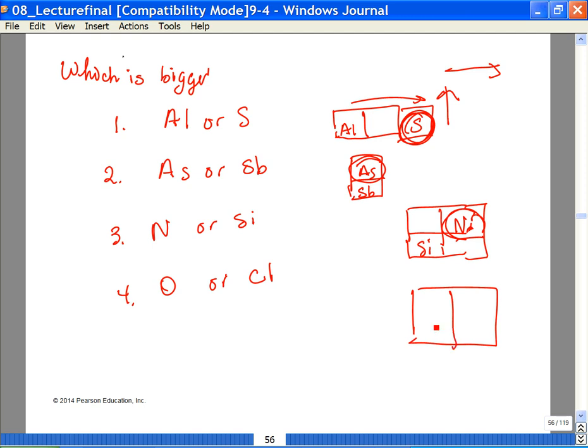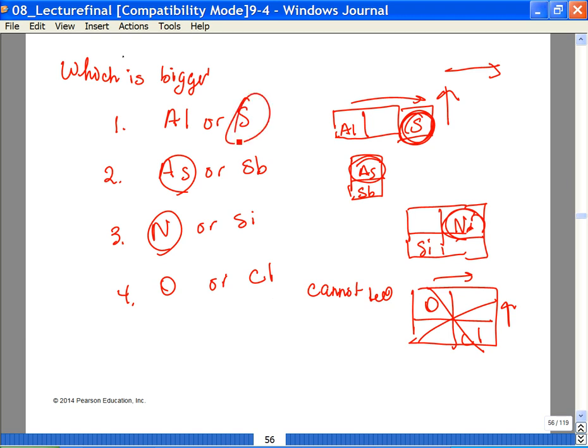What about the last case? Remember, the last one is usually something where you can't really tell, because you go bigger in one direction but then you also go smaller. So it's kind of an offset. They cancel each other out, so you cannot tell. All right, so that is how we can predict trends in ionization energy.